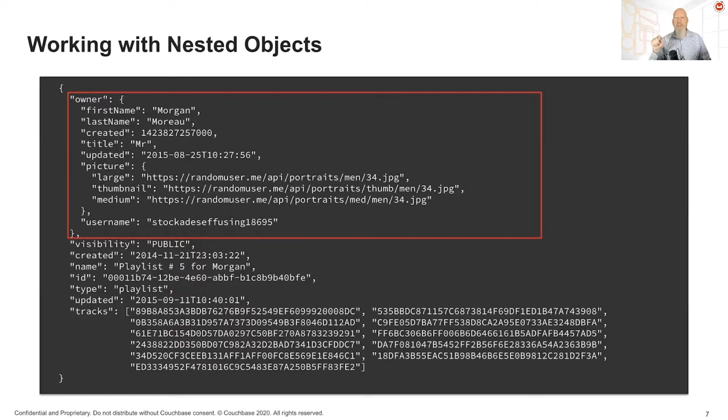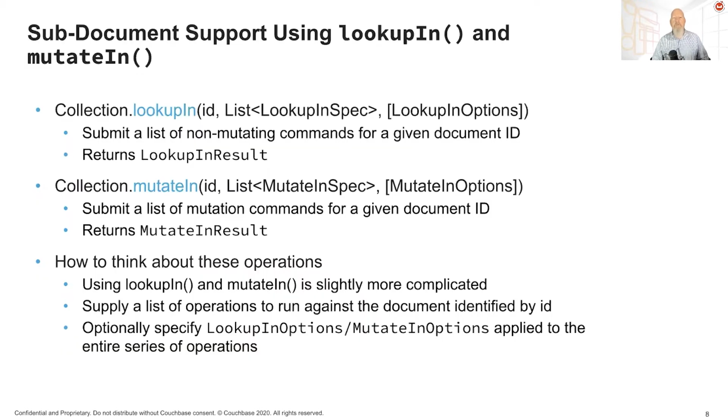We can go in and just change the first name of an owner, or we can change some other element if we choose to as well, using subdocument operations. We can also use subdocument operations to perform non-mutating type operations where we can get an element or a sub-element. We can check for the existence of an element and those sorts of things. So that's kind of the motivation for being able to do this sort of thing.